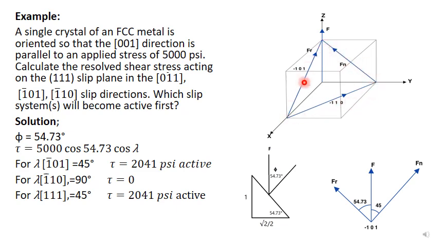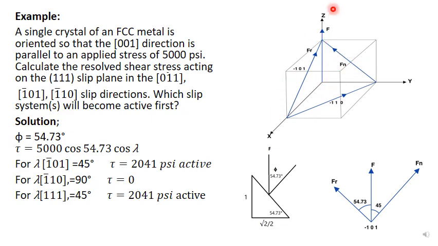So the question is about the possibility of a slip occurring on this plane, the 111 plane, in 3 directions. This direction, this direction, this direction, if we applied a load in this direction. First of all, to apply Schmid's law, we need both angles, phi and lambda. Lambda we can find directly, but the problem is with phi. So we need to find phi out.